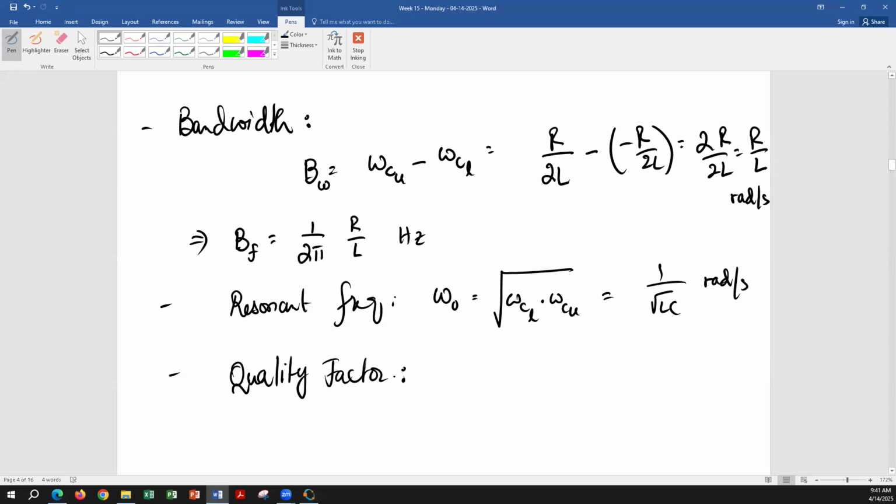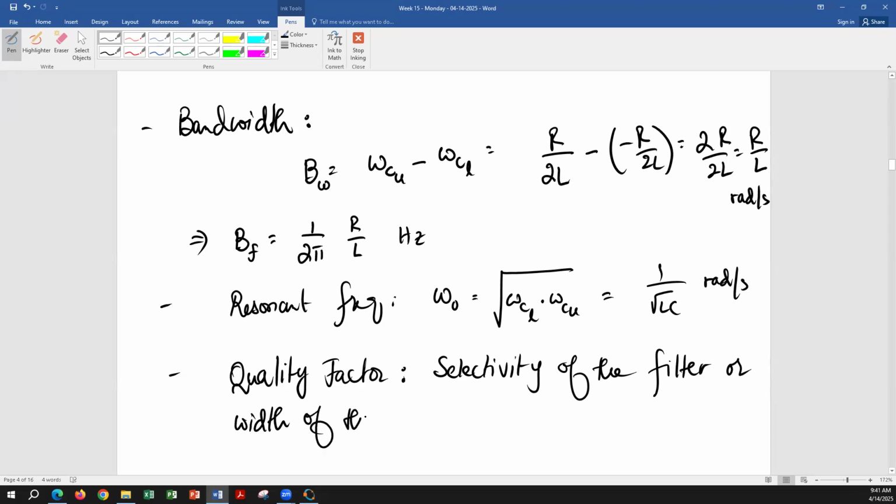All right, what is quality factor? Quality factor is basically the selectivity of the filter, or, in other words, it's the width of the pass band. How selective the filter is during the pass band, that is represented by the quality factor.